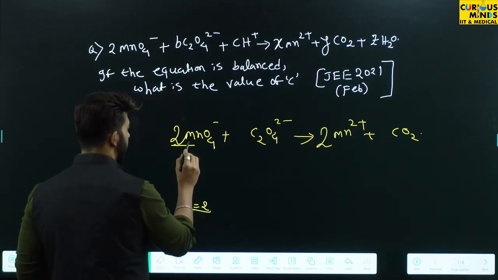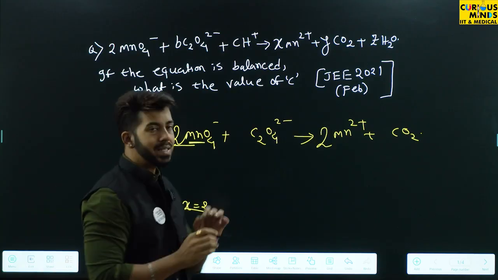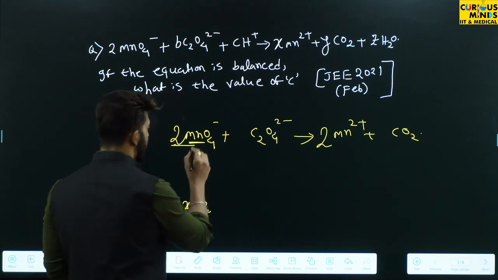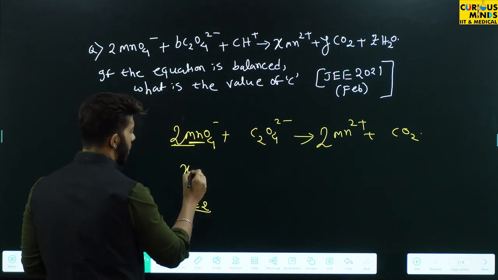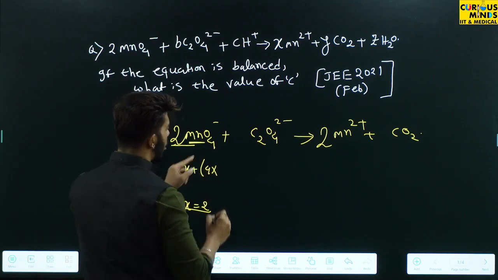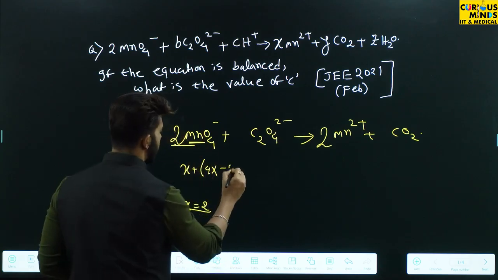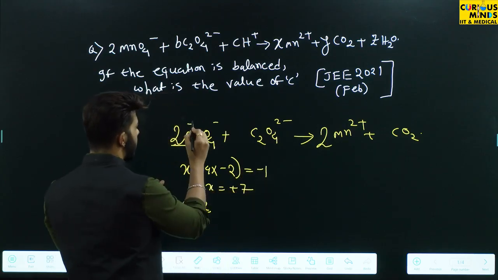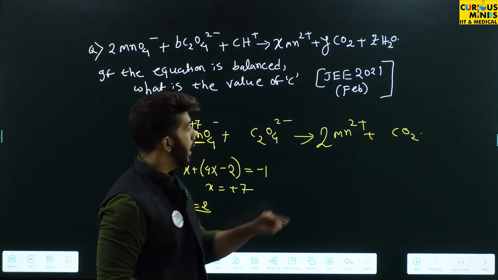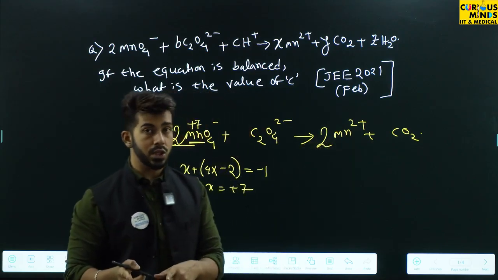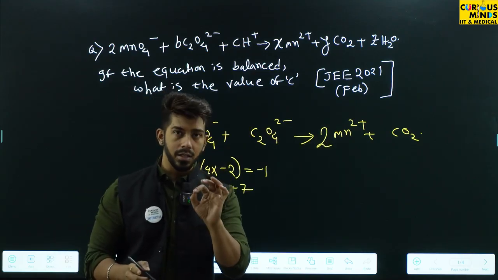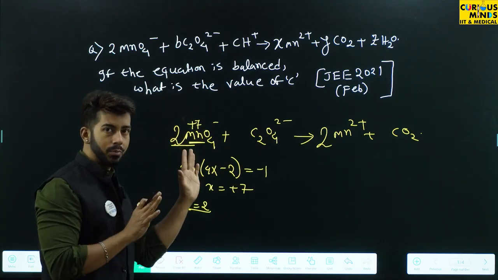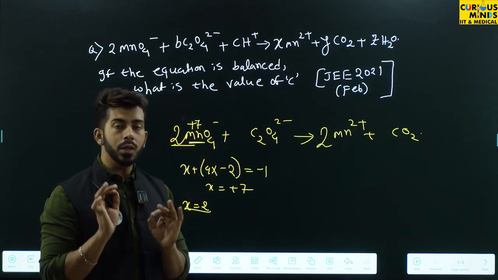Now see, if I just find out the oxidation number of manganese in permanganate, MnO4 minus, if I take it as X, so manganese is X plus 4 into minus 2 for each oxygen, equals minus 1. So X will be plus 7. That means manganese is having plus 7 oxidation state, and here manganese is having plus 2 oxidation state. I'm talking about single manganese. You don't have to look at this 2. This is the stoichiometry. You have to just look at the manganese, so only one manganese is there.